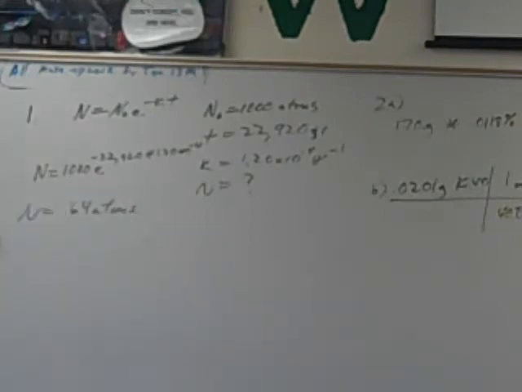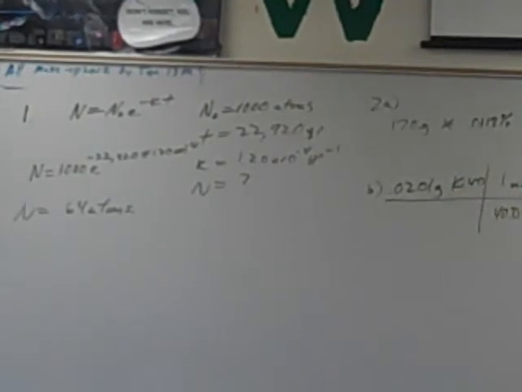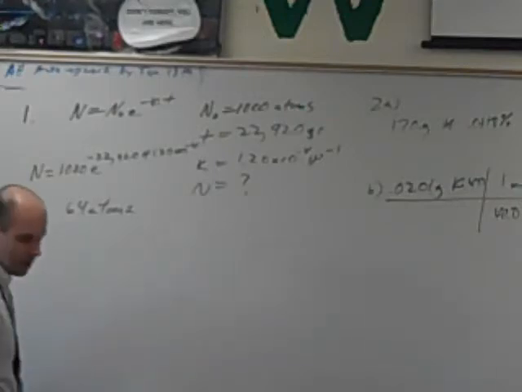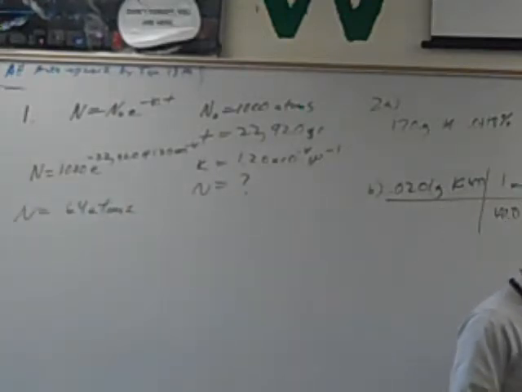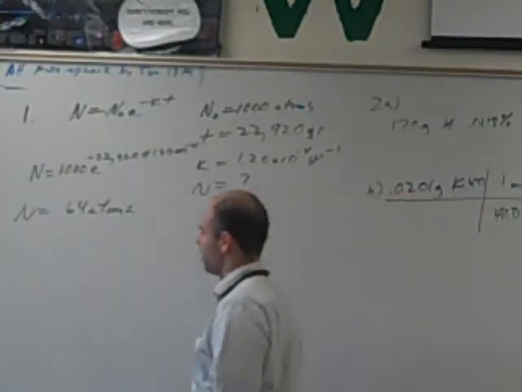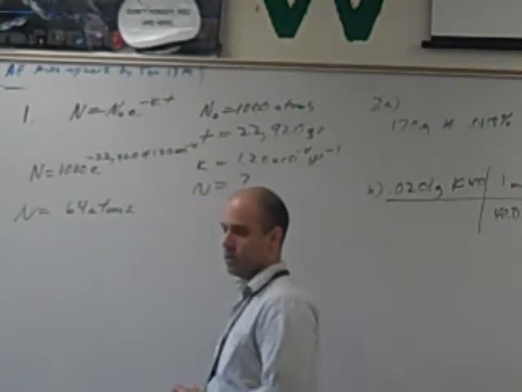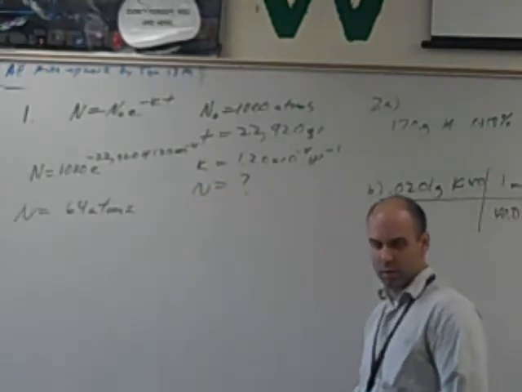Could you read number 1 for us, Garrett? Carbon-14 is a radioactive isotope of carbon that has a half-life of 5,730 years. You start with a sample that contains 1,000 C14 atoms. How many C14 atoms will be around in 22,920 years? K is 1.20 times 10 to the negative 4th years.